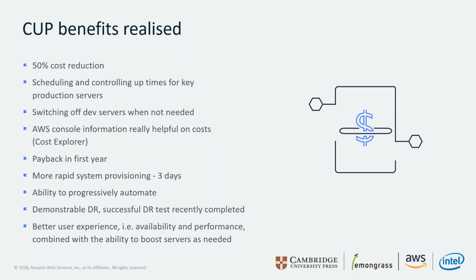So, benefits realized. We successfully hit our August deadlines. So one of the first benefits was we didn't actually have to fork out for another year's hosting costs with the data center provider that we'd used before. And we have seen a 50% or thereabouts cost reduction in our hosting and running costs. We are able to schedule and control uptimes for key production servers, as it says there, which is great, not just SAP, but other systems as well.